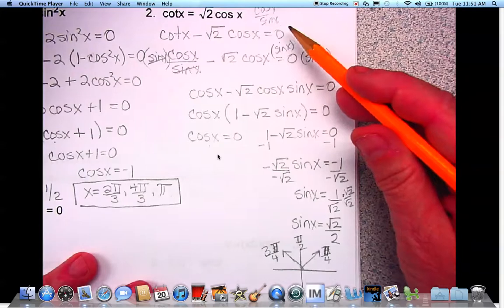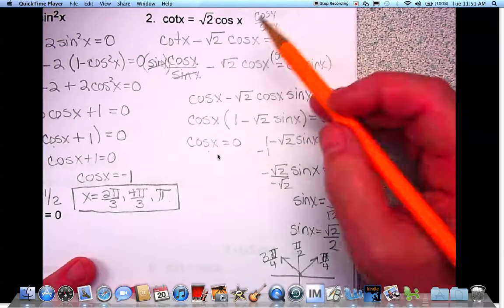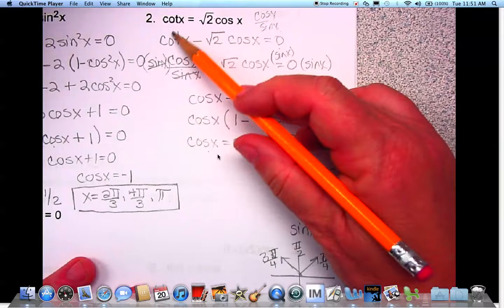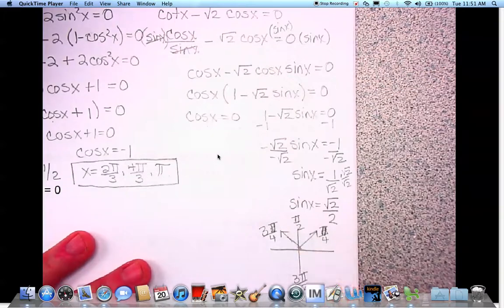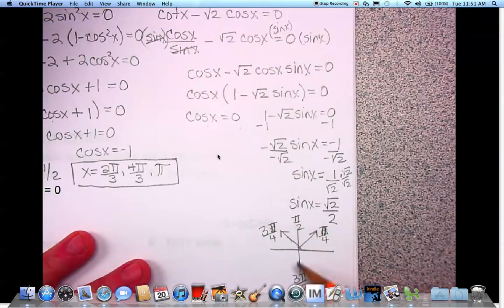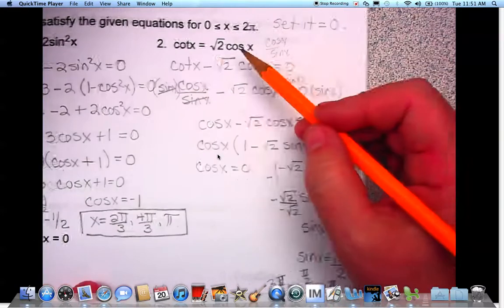Okay? That's when you have to be careful, if you get a 0 on the bottom somewhere. And you only have to worry about the quadrantals. We don't have to worry about these at all. Just the quadrantals. You've got to check and make sure they're okay when you plug them back in.